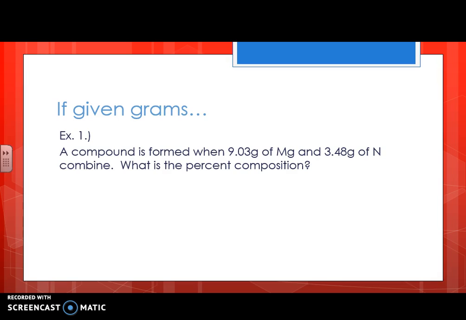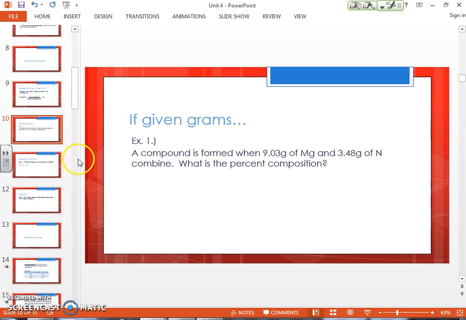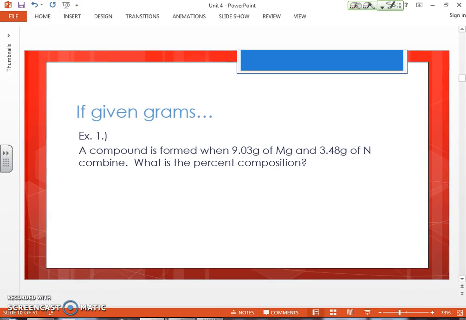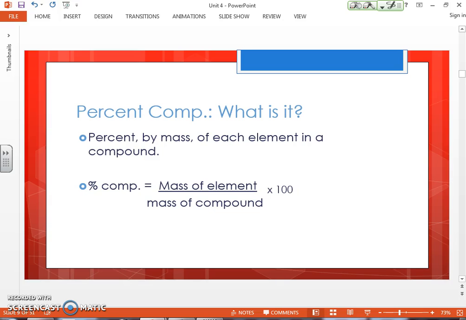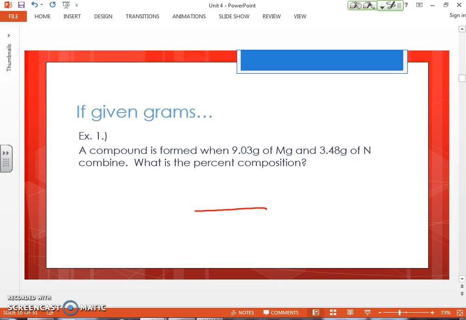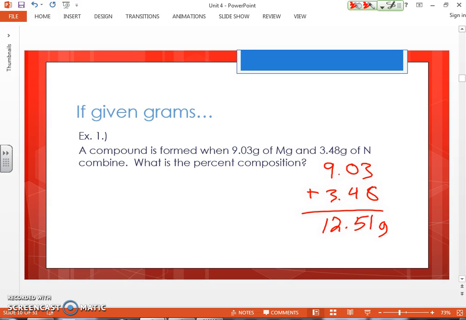The first is I give you grams. So this one, a compound is formed when 9 grams of magnesium and 3.5 grams of nitrogen combined. What is the percent composition? Well, if we look back at our formula, we need the mass of the compound. So to do that, we need to figure out what that mass is. So 9.03 plus 3.48 gives me 12.51 grams. And that's of the compound.